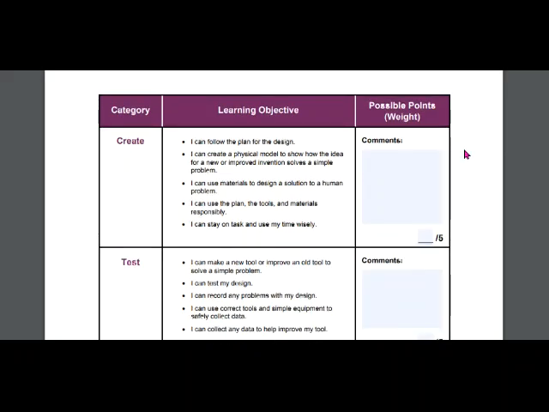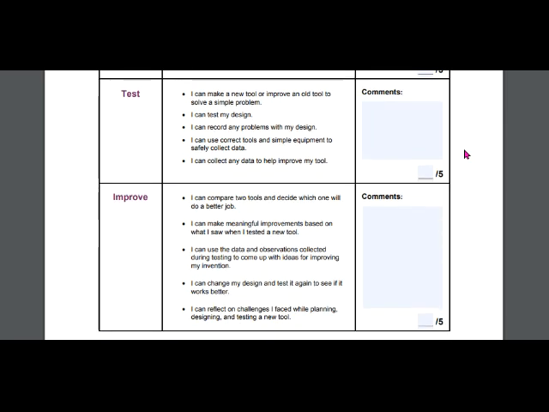Create, I can follow the plan for the design. So yeah, if you followed all of those steps and you created your sundial, then you definitely did that. If you had to change anything, that's perfectly okay as well. Test. I can make a new tool or improve an old tool to solve a simple problem. So we've definitely had sundials before, but you made one yourself and then you tested it to see if you could make it better, if there was anything you needed to change. That is where the improve section comes in. You can compare different tools and decide which one will do a better job. You can also make changes or improvements based on what you learn to your tool. So that's your improve section.